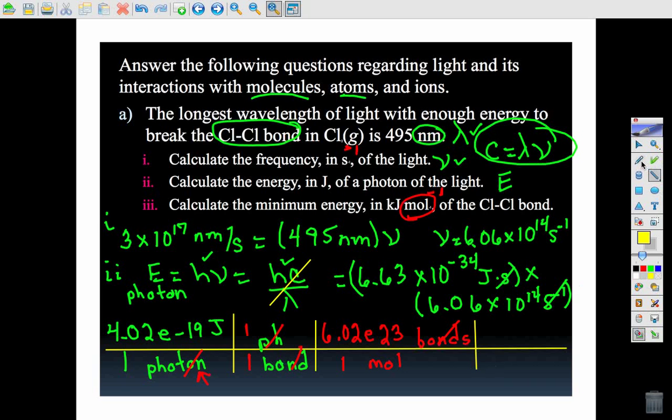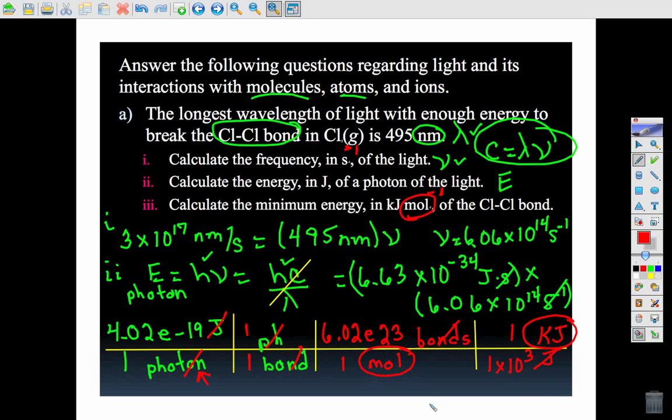But it didn't ask me to stop my math. It asked me for kilojoules. So I have to go to kilojoules and get rid of joules. Now, too many of you are trying to do this in your head, and you're moving your denominator the wrong way. So you might as well set this up.